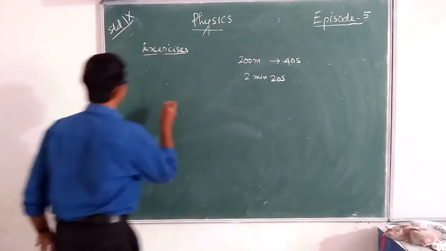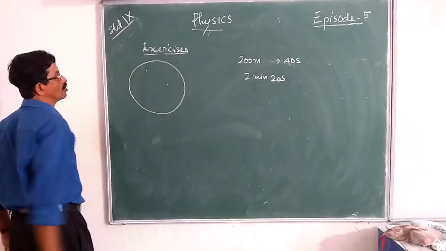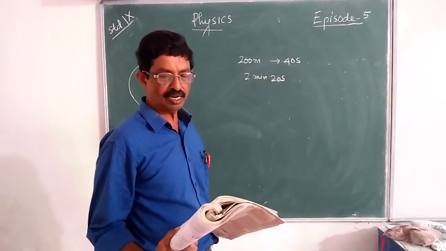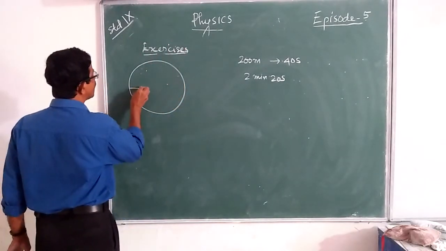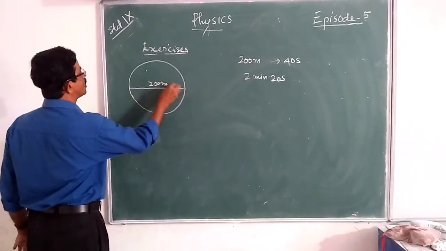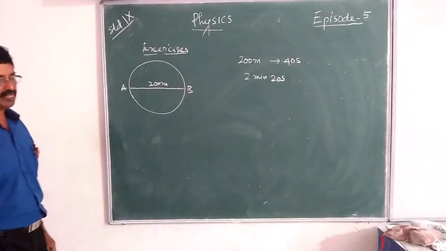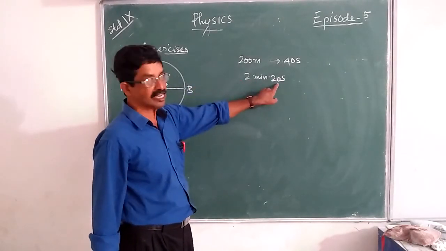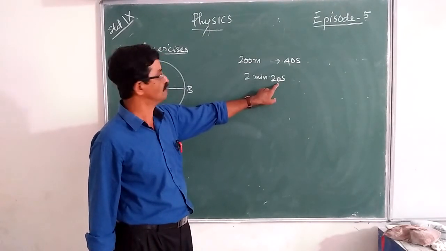This is the circular track. See, this is the diameter, given as 200 meters. He starts from A, and B is opposite end of the diameter. Now, what are the things we want to find out? In 2 minutes and 20 seconds, the distance traveled and also his displacement.